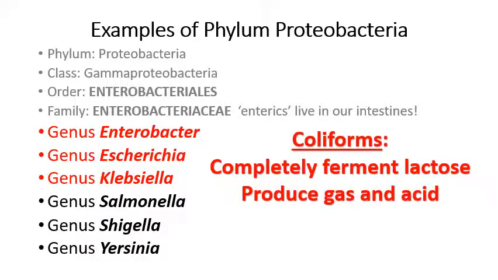So how would you tell if they ferment lactose or not? What's the easiest way to tell? What would you plate them on? You would take a sample of the bacteria and plate them on a MacConkey plate, and then what would you look for? These are gram-negative, so they'll grow on a MacConkey plate, right? And then you look for pink colonies, which indicates that they ferment lactose.